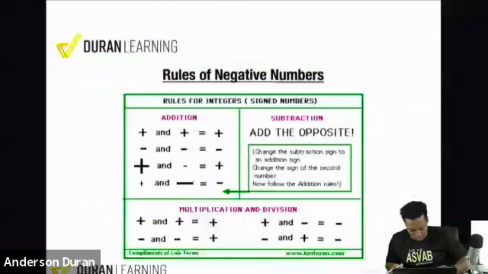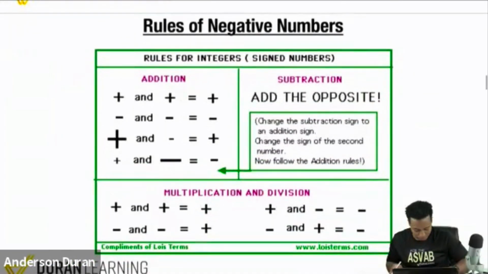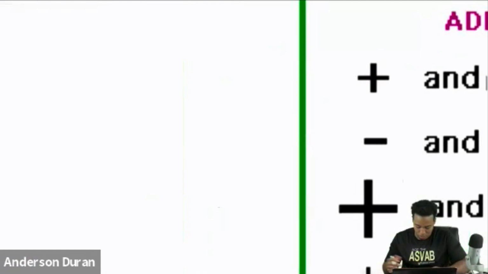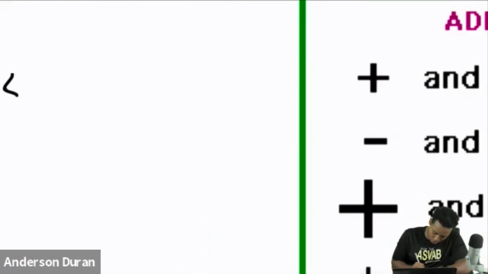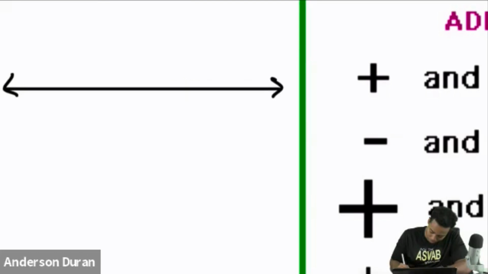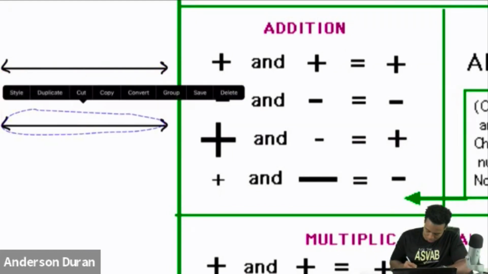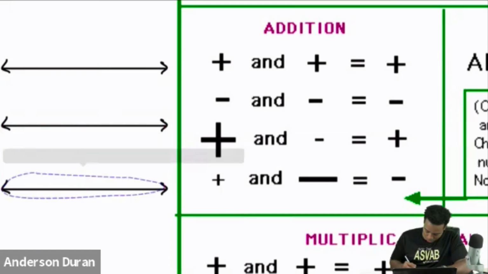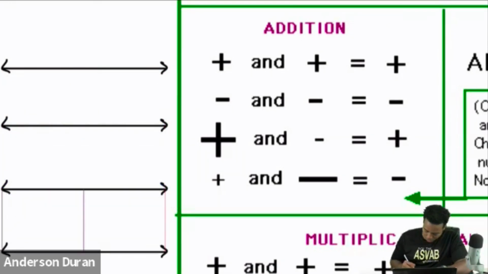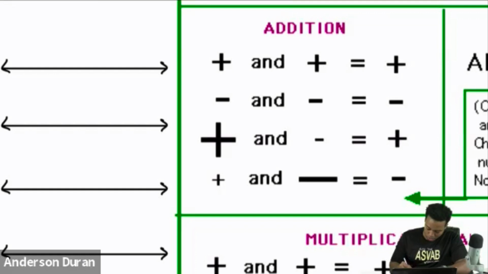Let's use this space to the left. I'm going to draw a little number line, and then I'm just going to copy this a few times. Just going to copy it 4 times to really show you what's going on here. So grab that.